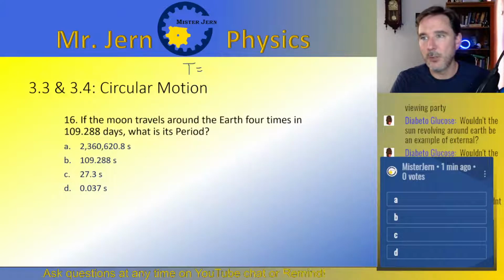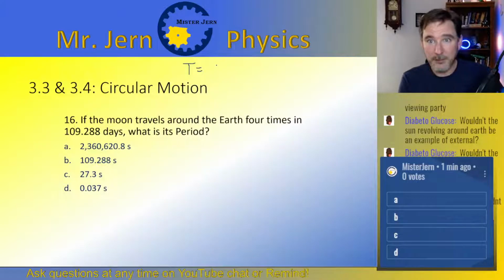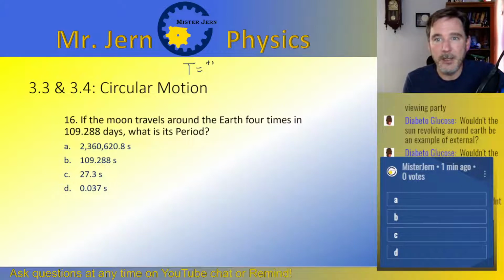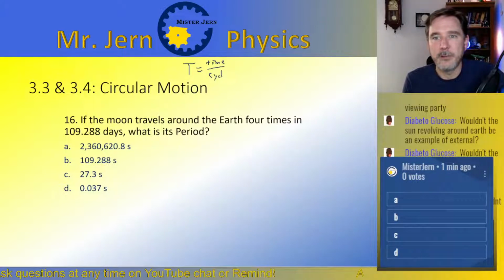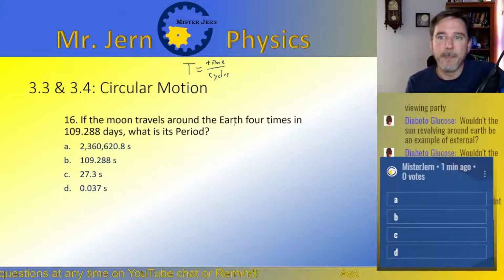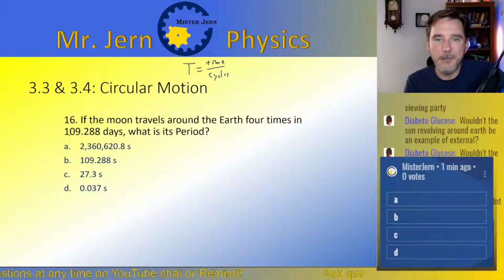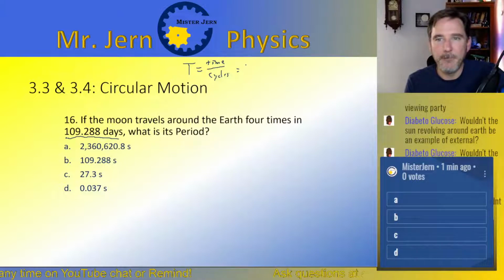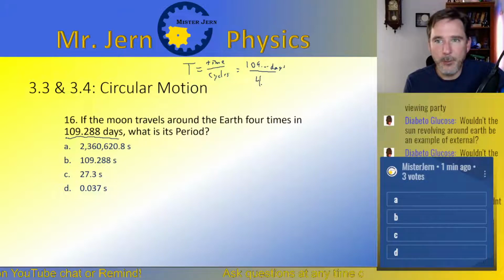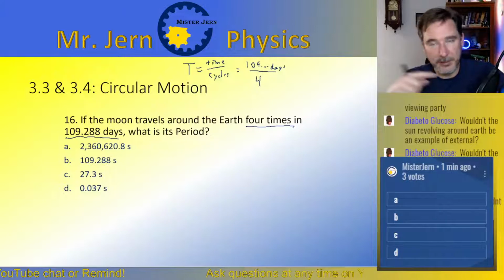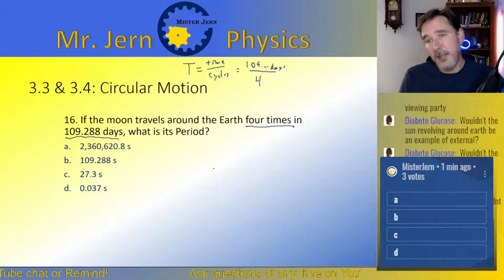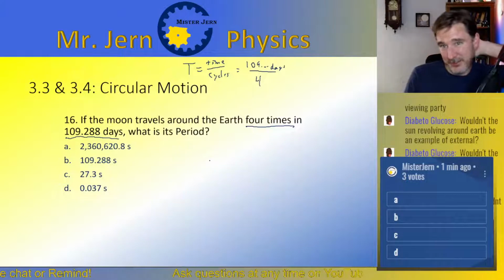That's the period. So if we're talking what is the period of the Moon, we need to know the time and we need to know the cycles. So the time is this many days. But there's a problem, and I'll get to that in a second. So 109 days. The cycles is 4. It goes 4 times. That's what cycles is all about. The problem is if you put that in your calculator, you're not going to get the right answer.